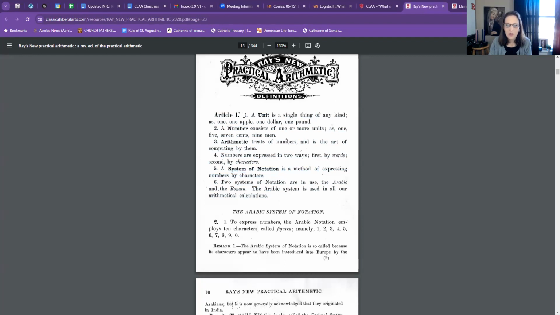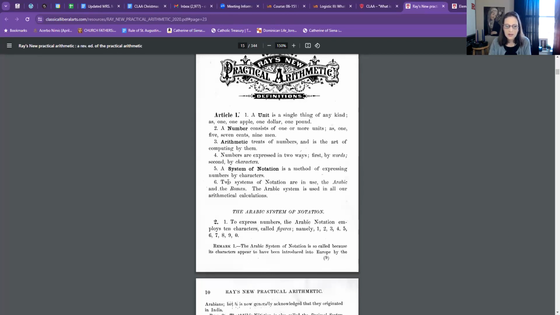So Article 1, this is Article 1. A unit is a single thing of any kind, as 1 apple, $1, 1 pound. 2, a number consists of 1 or more units, as 1, 5, 7 cents, 9 men. 3, arithmetic treats of numbers and is the art of computing by them. 4, numbers are expressed in 2 ways, first by words, second by characters. 5, a system of notation is a method of expressing numbers by characters.